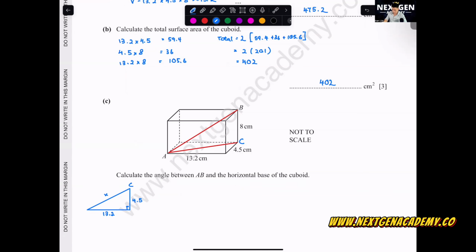Using Pythagoras theorem, X square equals to 4.5 square plus 13.2 square. X is square root of this one, 4.5 square plus 13.2 square. Okay, you can leave it like this, or you can write down the value, but you write down a bit more decimal place. This one don't go round it up first. The most accurate is you still use this value when you continue to the next part. Okay, so this one is 13.946.